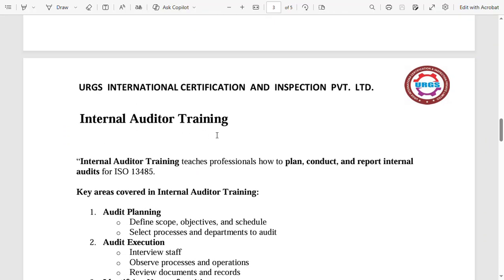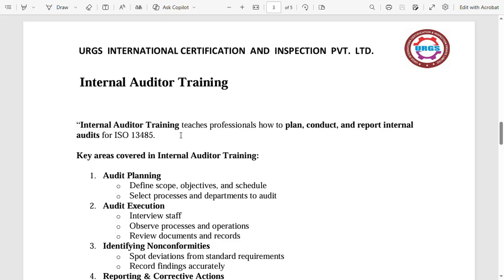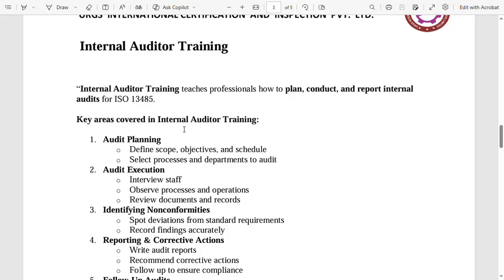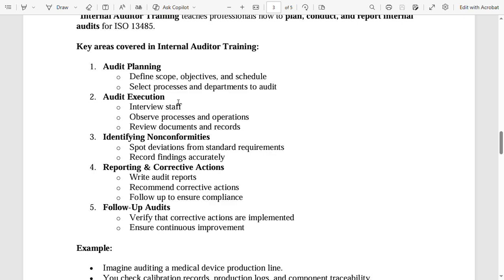Internal auditor training. Internal auditor training teaches professionals how to plan, conduct, and report internal audits for ISO 13485. Key areas covered in internal auditor training. First, audit planning. Define scope, objectives, and schedule. Then, select processes and departments to audit. Second, audit execution. Interview staff, observe processes and operations, review documents and records.